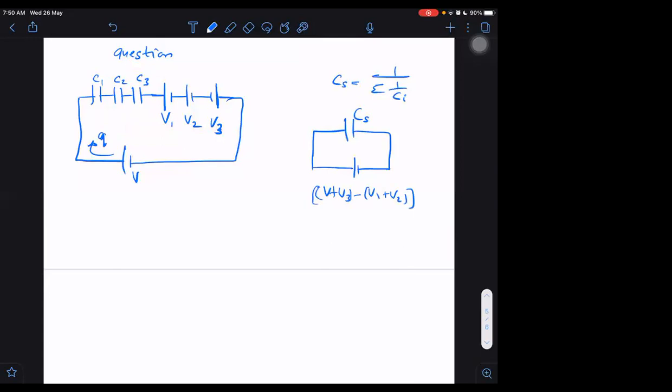So what is the charge supplied now in this case? It is uncharged now. I have converted it into uncharged. Then the charge supplied Q will be equal to just C series into V plus V3 minus V1 plus V2. Simply that.